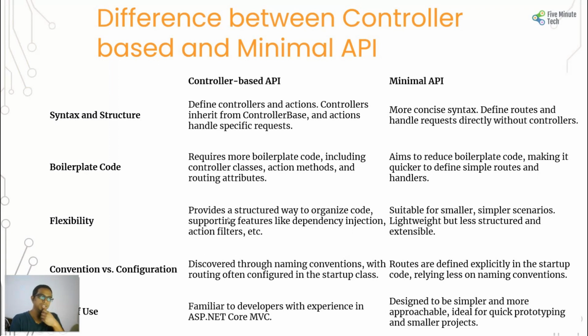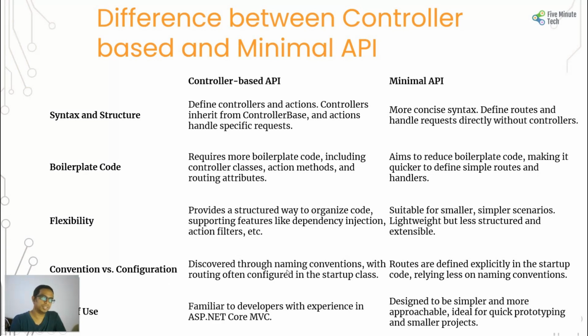Now, flexibility-wise, controller-based APIs provide a structured way to organize code, giving you a named controller and the APIs associated with that controller. It also supports advanced ways of configuring dependency injection, action filters, etc. Whereas minimal API is designed to be suitable for smaller and simpler scenarios, lightweight but less structured and extensible. Although you can do certain dependency injection and action filters on the minimal API too.